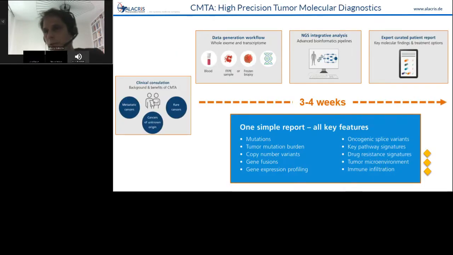So first, what we do in our diagnostic is similar to many other diagnostics. There's clinical consultation, then we prepare nucleic acids, DNA and RNA, and libraries from either FFPE or frozen biopsies. We do have our own in-house bioinformatics pipeline, and at the end, there's a curated report summarizing the findings plus potential treatment options, which could go to the molecular tumor board or an oncologist. And the report summarizes all those key features, mutations, copy number changes, for example, from DNA, but then also rearrangements and gene expression profiling on genes or gene signatures from RNA-seq.